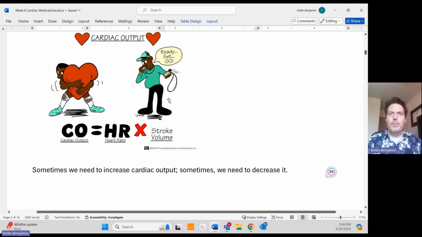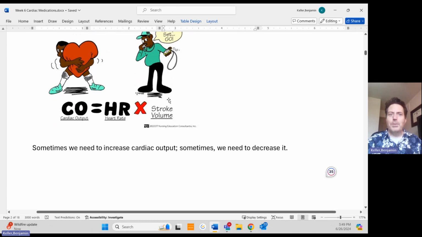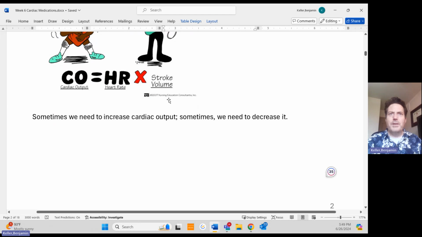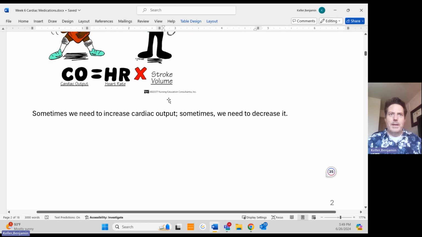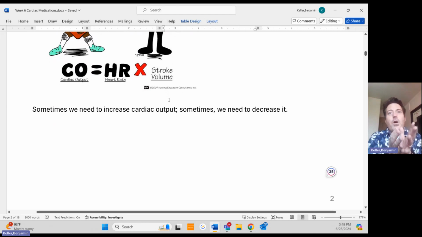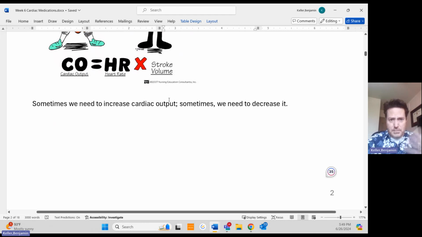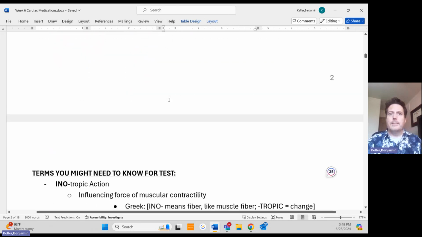So that's quite a bit of blood. About 2 gallons of blood, I think. Not quite, but a pretty good amount of blood happening there in a minute. And sometimes we need to increase the cardiac output, and sometimes we need to decrease the cardiac output, again because we need to balance homeostasis.